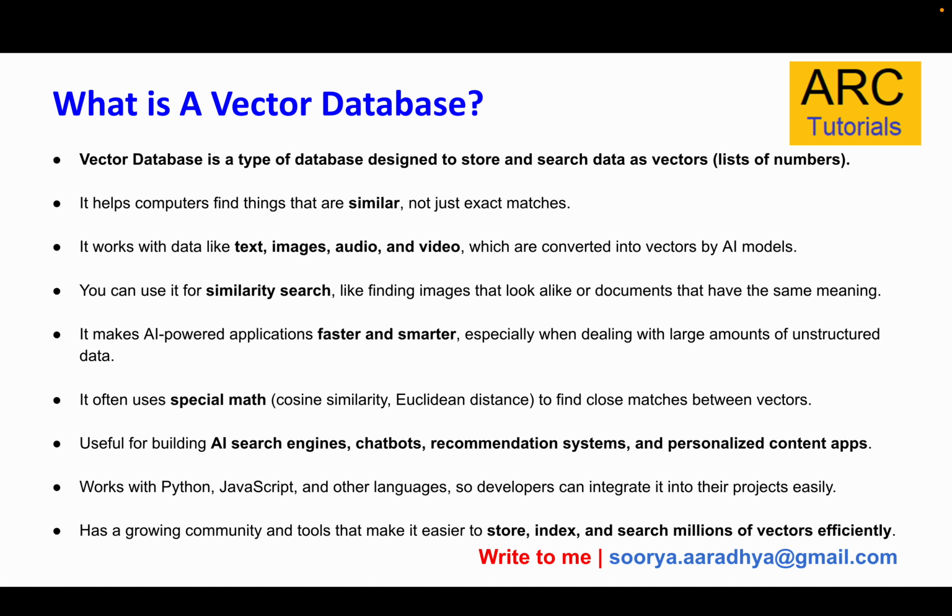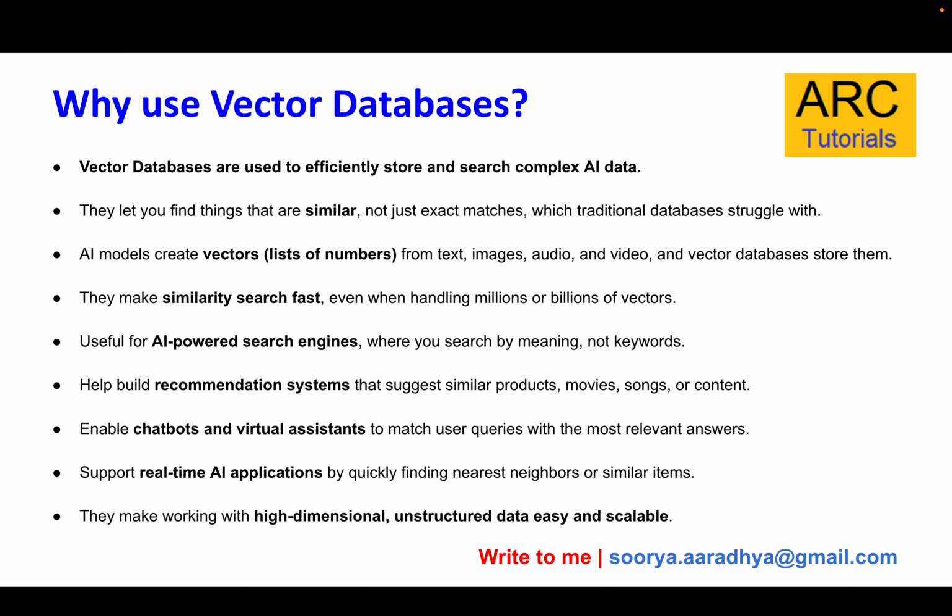It often uses special maths, which is cosine similarity or say Euclidean distance, to find the closest match between vectors. It's useful for building AI search engines, chatbots, recommendation systems, and personalized content apps. You can work with Python, JavaScript, or any other language, which can be easily integrated into projects. One good example is LangChain, which supports Python and JavaScript. It has a growing community and tools that make it easier to store, index, and search millions of vectors efficiently in quick time.